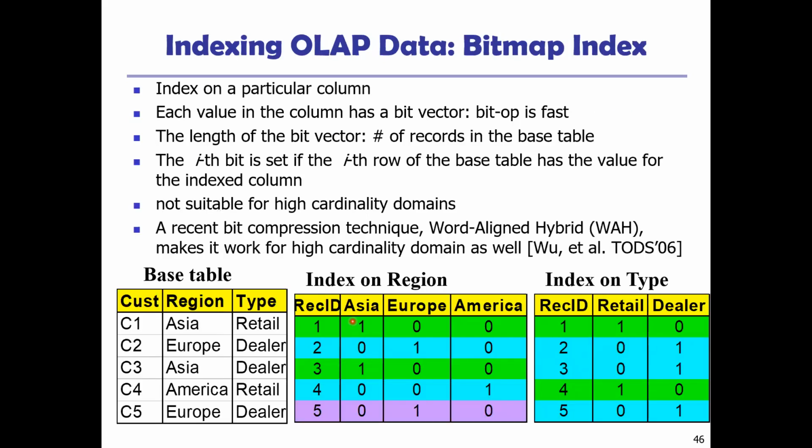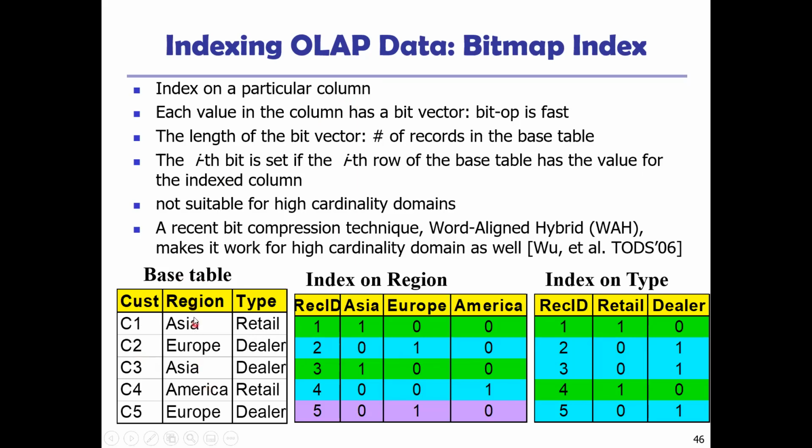Another aspect of efficiency is using indexes, and an index is just like an index of a book. It allows me to quickly access data in order to retrieve it. An index can be created based on a particular column. Each value in the column will have a bit vector because bit operations are fast. The length of the bit vector will equal the number of records in the base table.